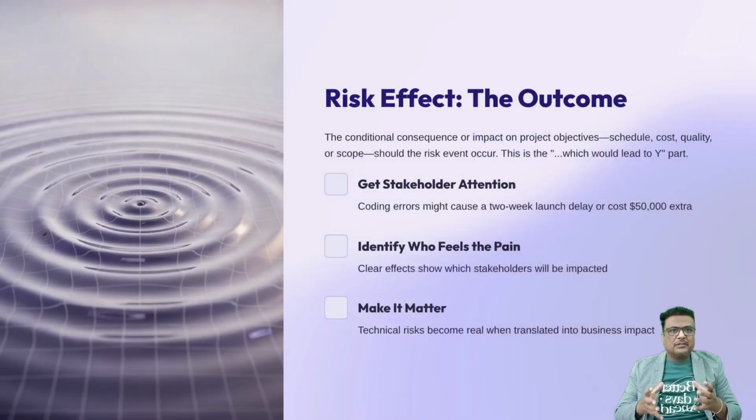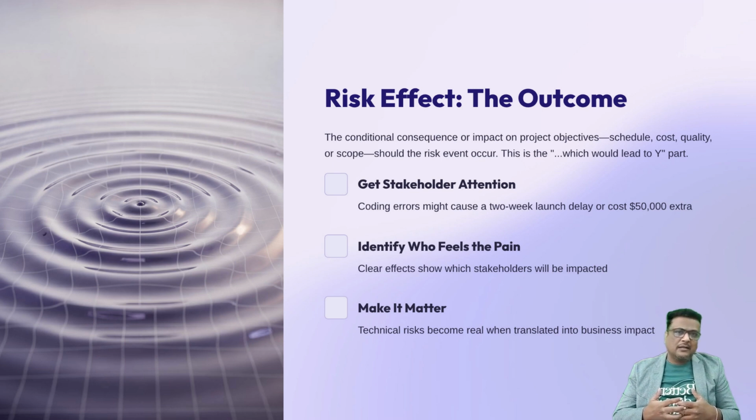This brings us to the risk effect. Formally, this is the conditional consequence or impact on project objectives such as schedule, cost, quality, or scope should the risk event occur. To translate that into human speak, it's the outcome. This is the part of the sentence that ends with which would lead to why. If our team makes coding errors, the effect might be a 2-week delay in our launch date. This is the part that gets the stakeholders' attention.